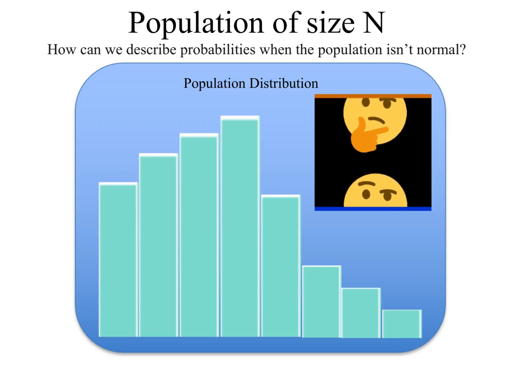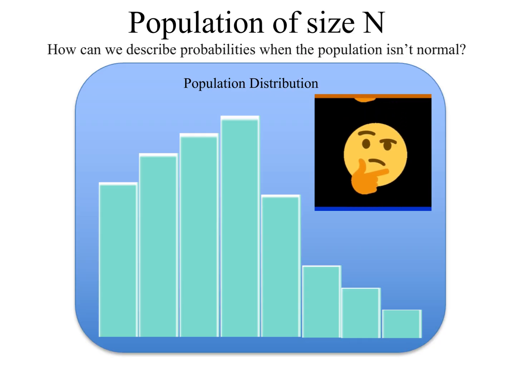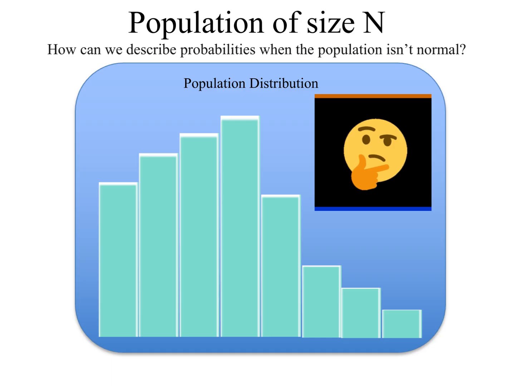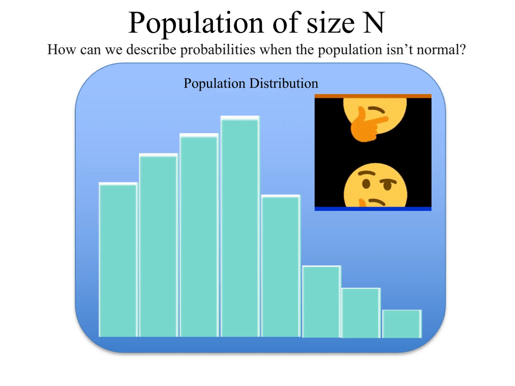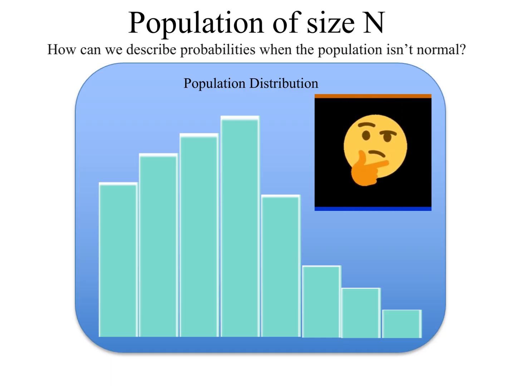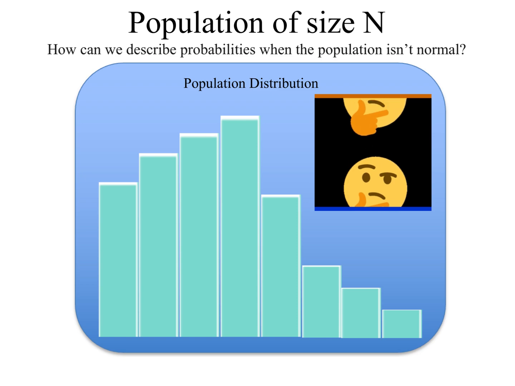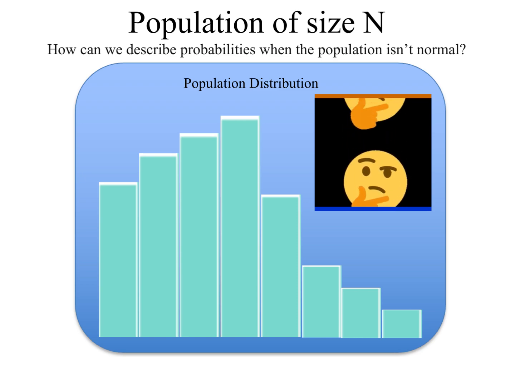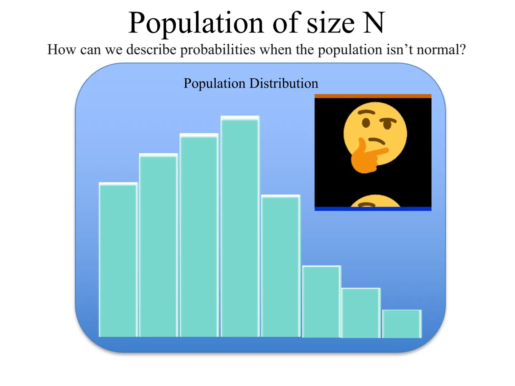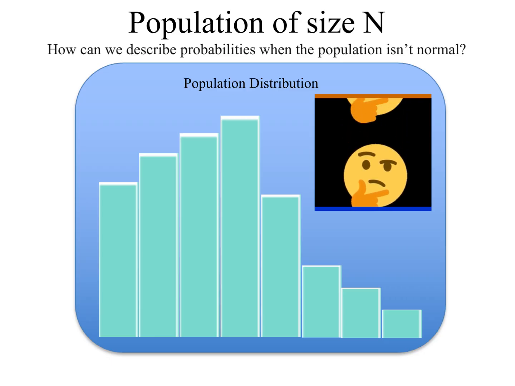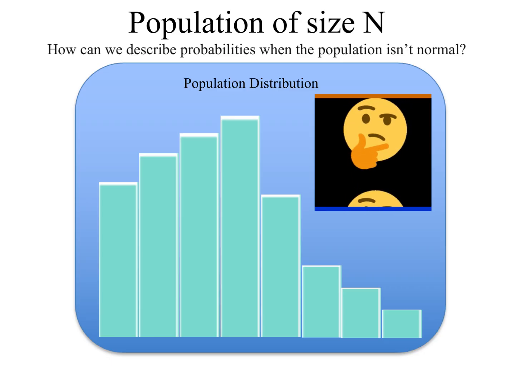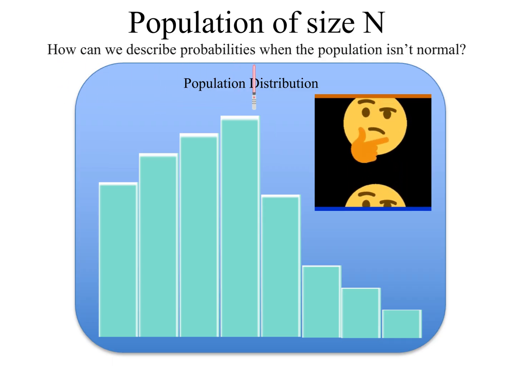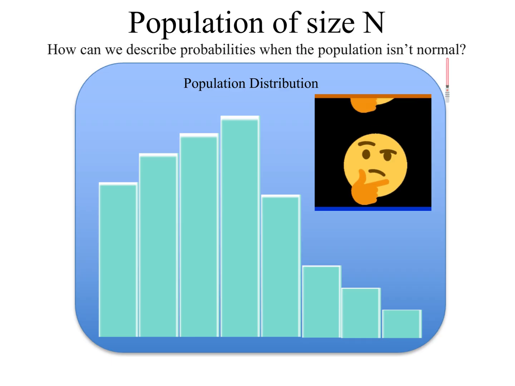When looking for the probability of a certain data value or set of data values occurring within a population distribution, the empirical rules and z-scores only work when the population is normally distributed. But in the real world, many populations, like income and housing prices, are not normally distributed. So the question is, how can we describe probabilities when the population isn't normally distributed?